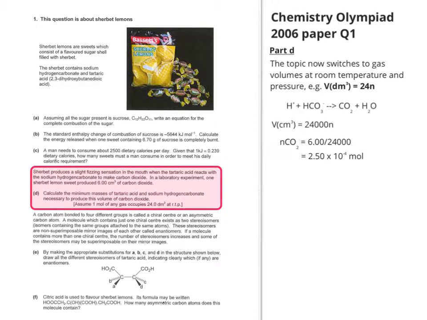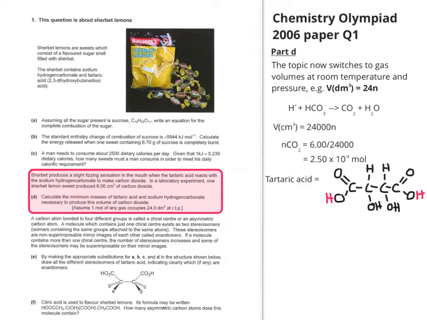So the thing to do now is to draw the structure of 2,3-dihydroxybutane-dioic acid. There's our structure, and the hydrogens that would go into the ionic equation provided at the top of the screen are in red. So 1 mole of tartaric acid would react with 2 moles of NaHCO3.